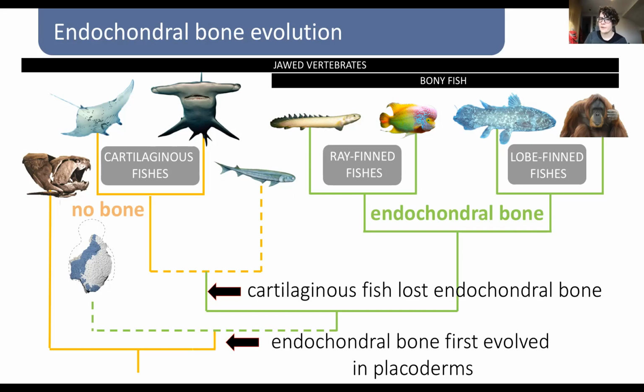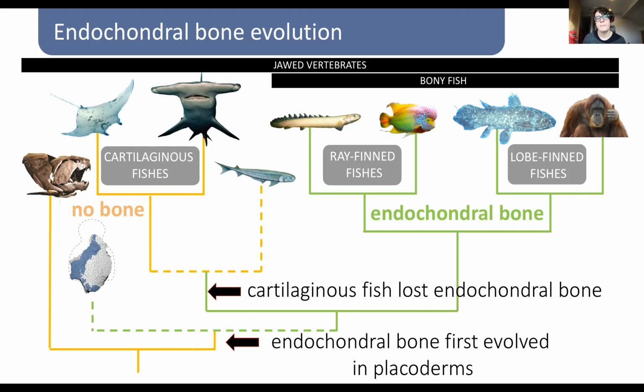It's difficult to think why jawed fishes as a whole would go to all of the bother of evolving these different kinds of mineralized skeletons, only for cartilaginous fishes to almost immediately lose it again. But there are a few reasons why we can maybe explain this.